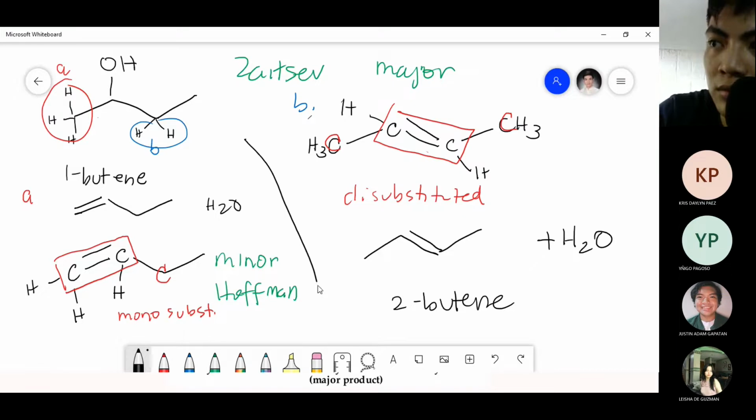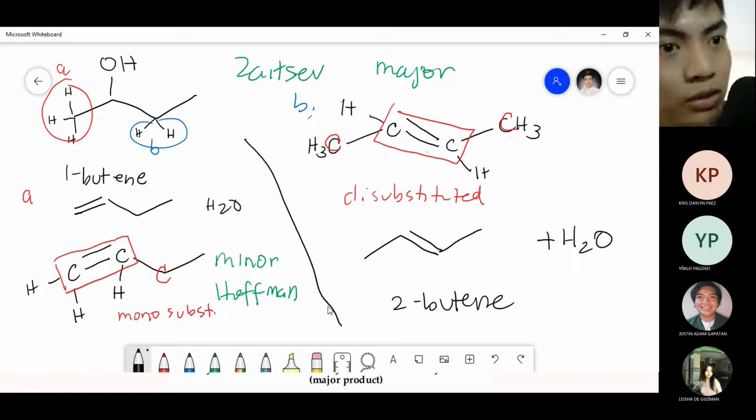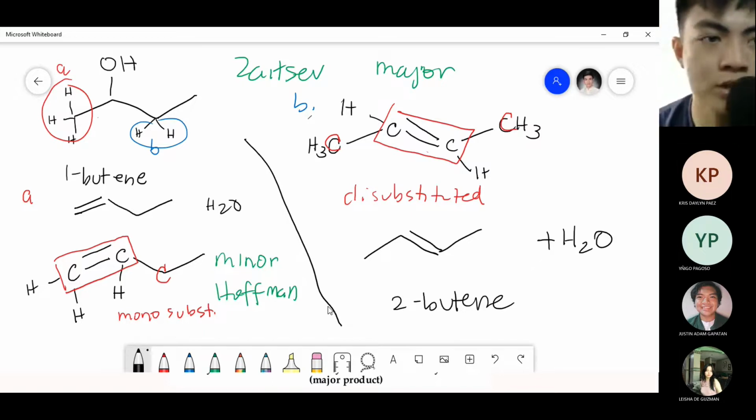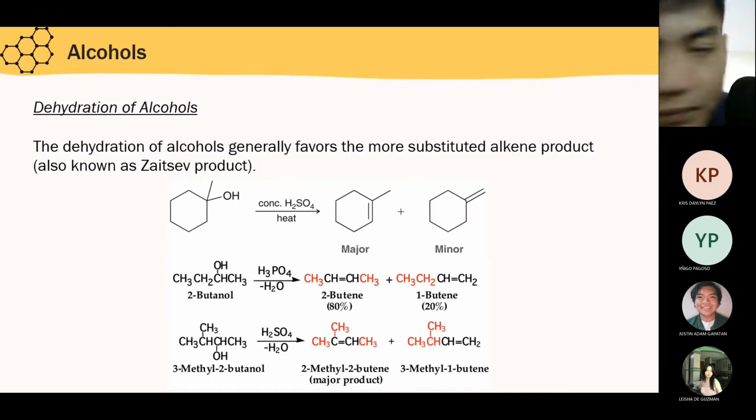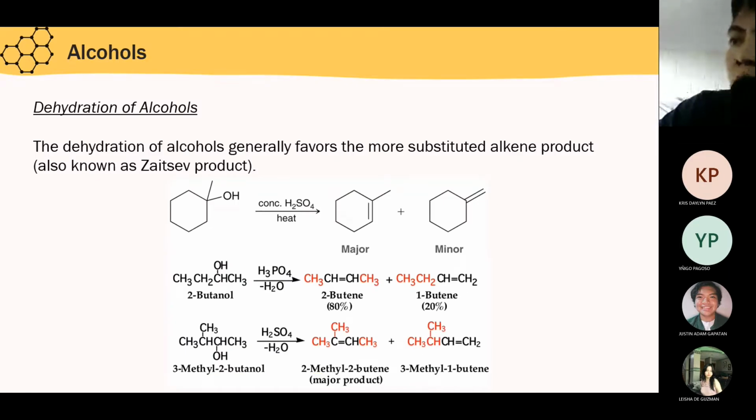Okay? That's how you determine saan mapupunta yung double bond and yung mga pangalan nila. Okay? So Zaitsev, yun yung major product. Yun yung alkene that is most substituted. And yung Hoffman, ito yung alkene na least substituted. Okay? So, ganun. Okay, so yan. So, that's why sabi dito, yung 2-butene 80% kasi siya yung major, siya yung Zaitsev. And ito naman, this is 1-butene, ito yung Hoffman or the minor product.